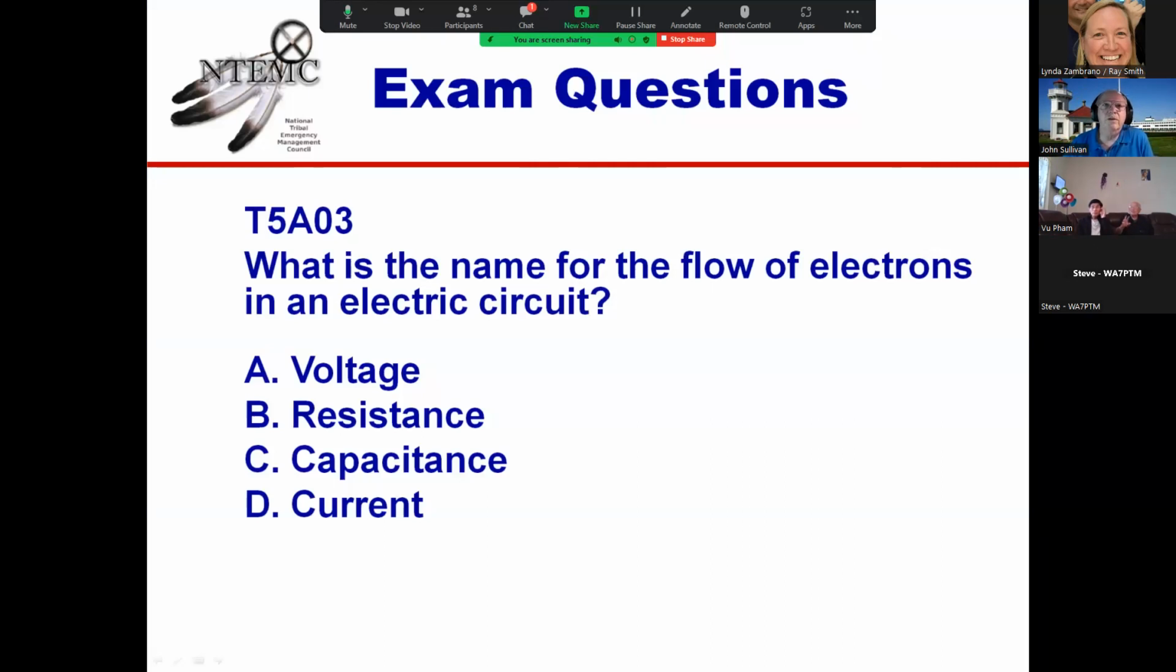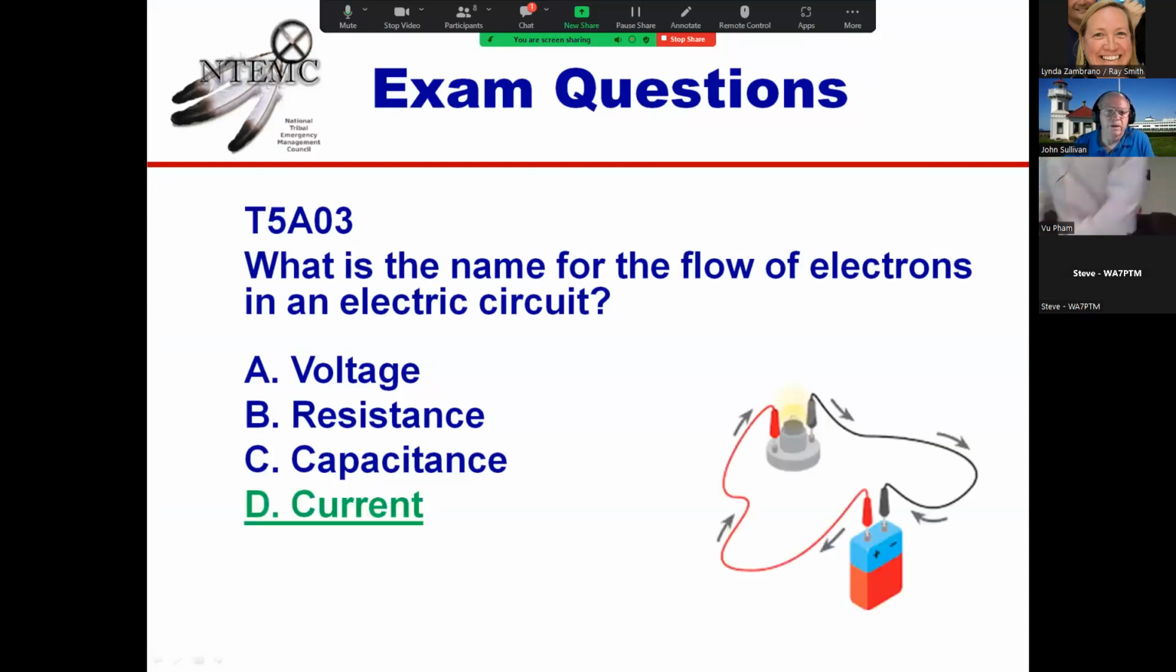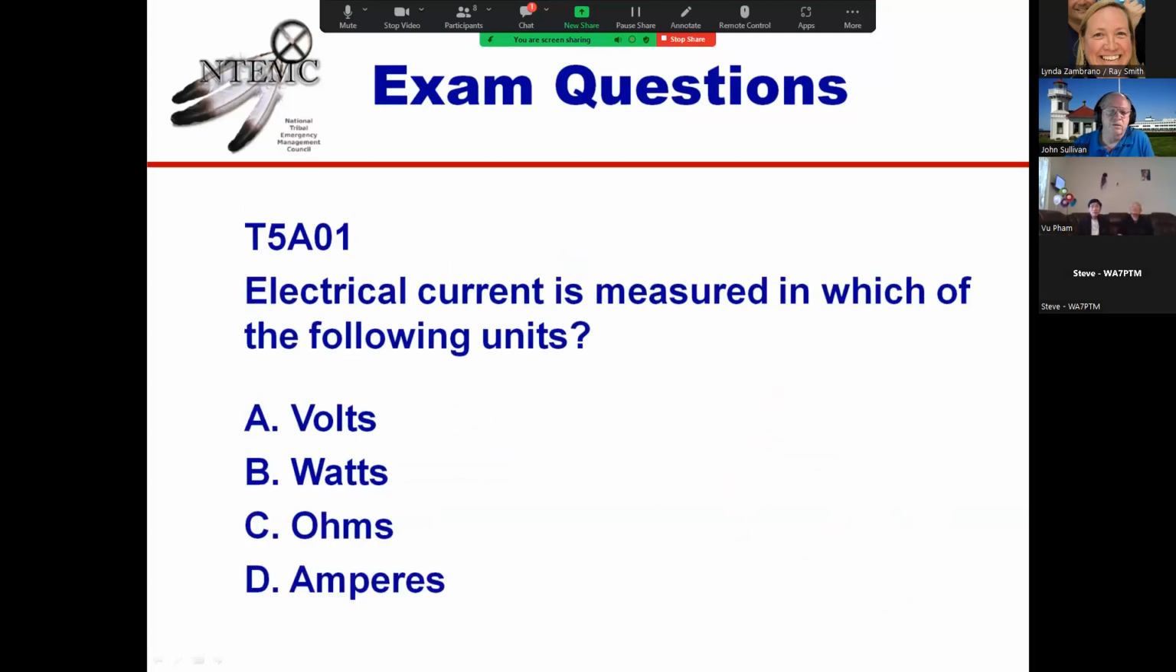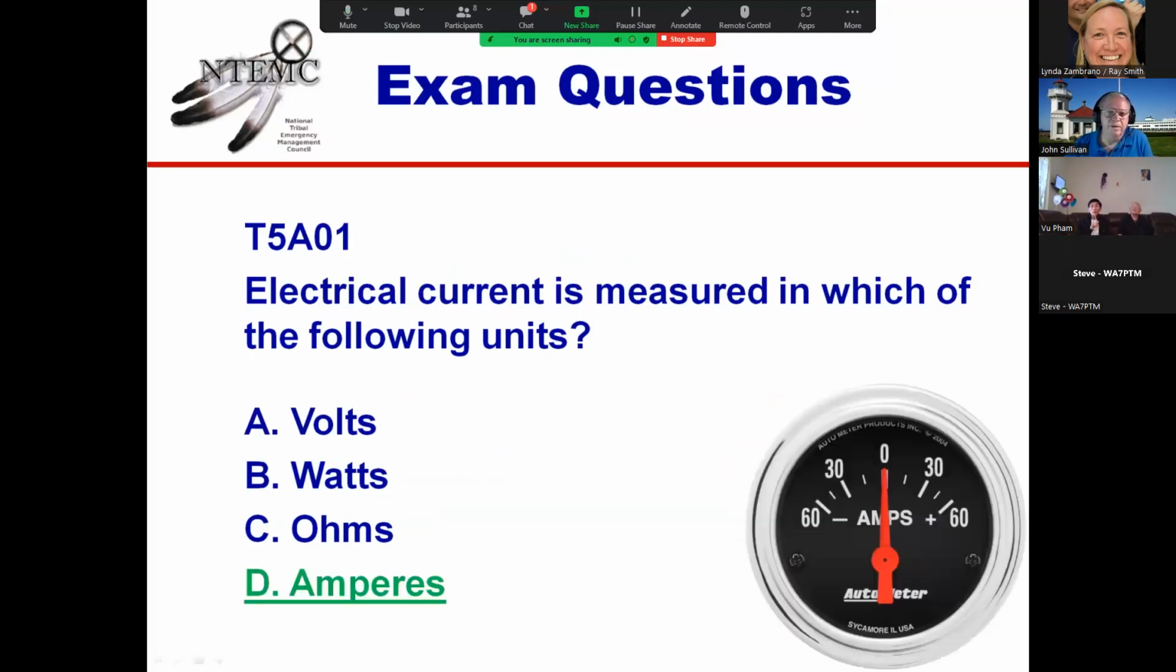So our first one we want to look at is, what is the name for the flow of electrons in an electric current? I just mentioned that when we talk about electric circuits, current is the flow. An electrical current is measured in which of the following units? That would be amps, or amperes. That's current flow.